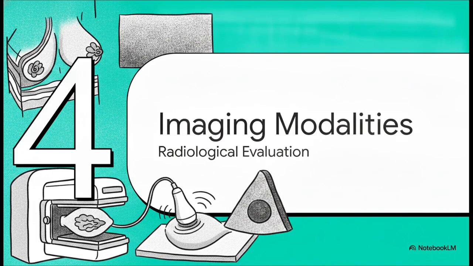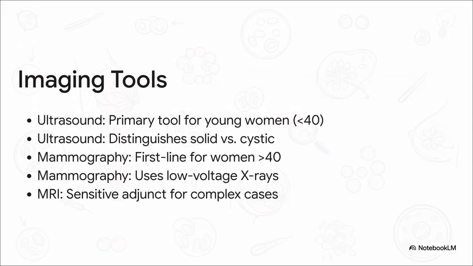Which brings us to Section 4, mammography and ultrasound. Now, how does a doctor choose the right imaging tool? Well, it's heavily dictated by the patient's age and their applied anatomy. Ultrasound is the absolute go-to for younger women, usually under 40. Why? Because younger breasts have denser, more glandular tissue that X-rays actually struggle to see through cleanly. Sound waves, however, navigate that dense tissue perfectly to tell a solid lump from a fluid-filled cyst.